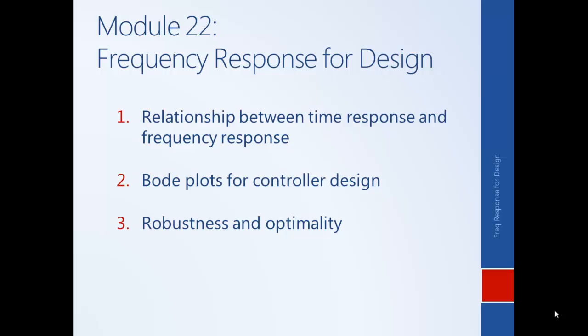Since what we ultimately want to achieve is some sort of response of the system as a function of time, i.e. in the time domain, the first thing that we then need to do is to understand the relationship between a system's time response and its frequency response. Once we've done that, we will then show how to employ Bode plots for the design of controllers, and then finally we will discuss some other goals of a controller, including robustness and optimality.